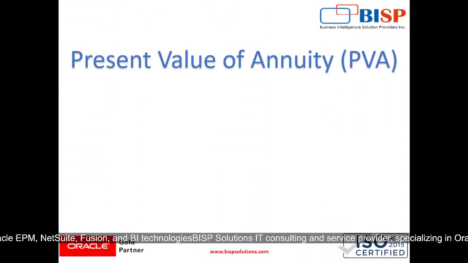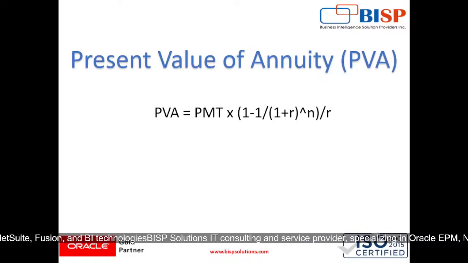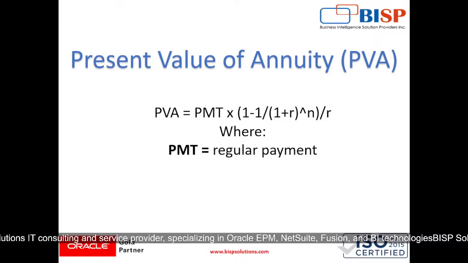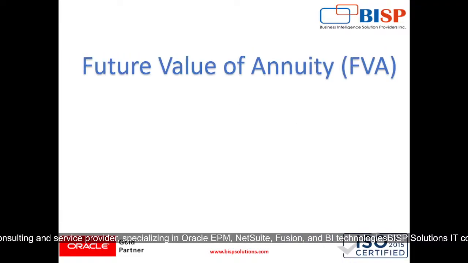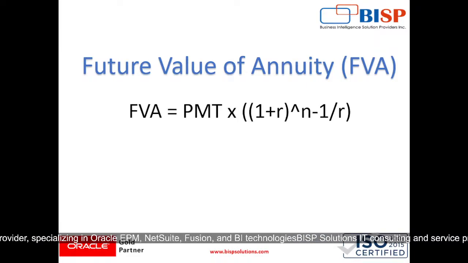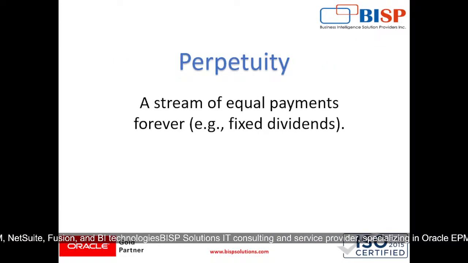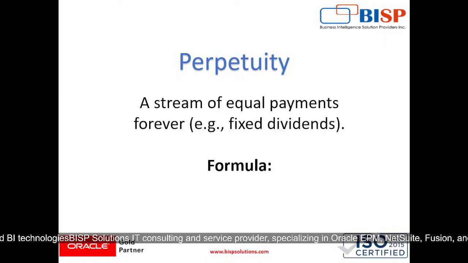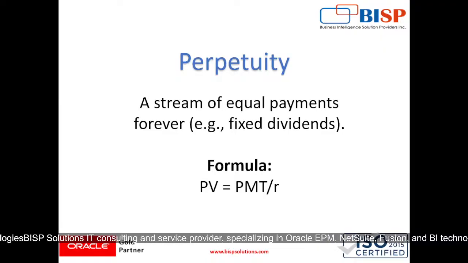So we want to calculate present value of annuity. For that, PVA equals PMT into 1 minus 1 upon 1 plus R to the power n, divided by R. So PMT is regular payment, and future value of annuity, where FVA equals PMT into 1 plus R to the power n minus 1, upon R. Then perpetuity, where a stream of equal payments forever, for example fixed dividends, is there. Formula for the same is PV equals PMT upon R.